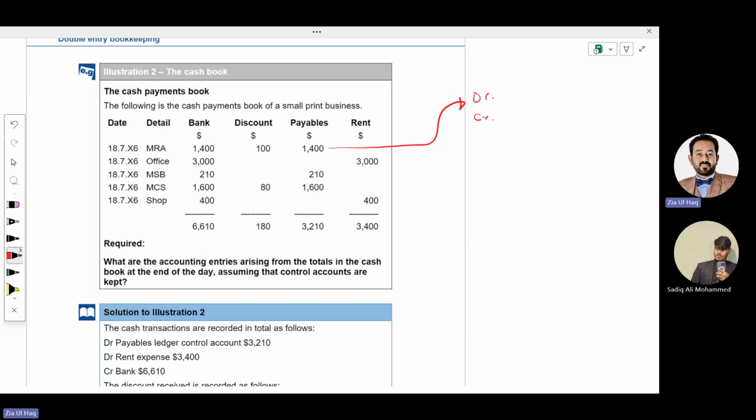If it is a cash payment, this means cash of 1,400 will be recorded on the credit side. And the payable, what's the name of the payable? MRA. Either you can use that name or you can record payable 1,400.